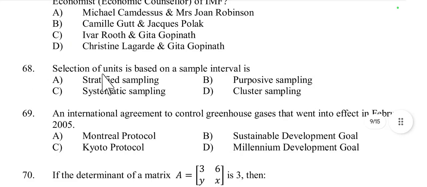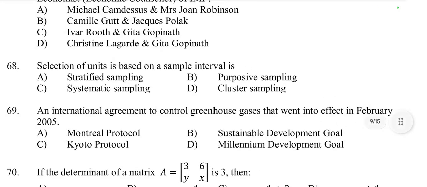Then question number 68, selection of units is based on a sample interval. It is called stratified, purposive, systematic or cluster. So selection of units based on a sample interval, interval means it is called a systematic sample. In systematic sampling we select the sample on a sample interval. So option C is right here, systematic sampling.